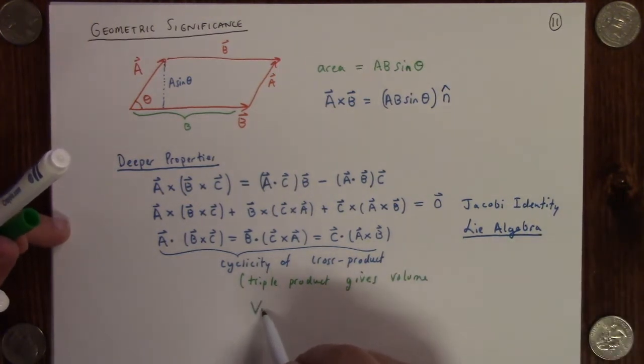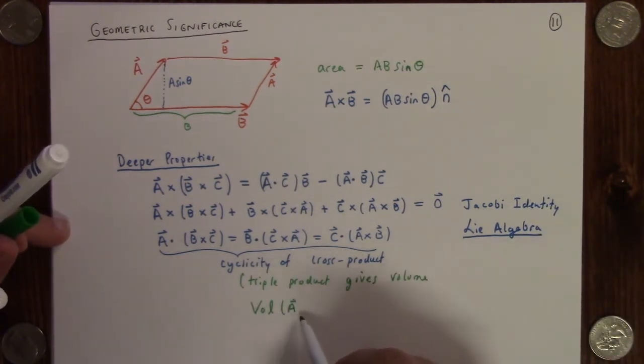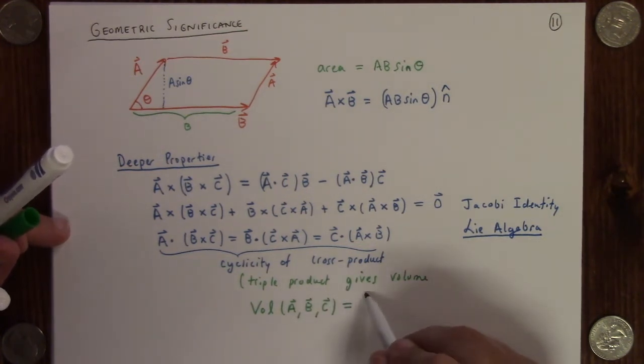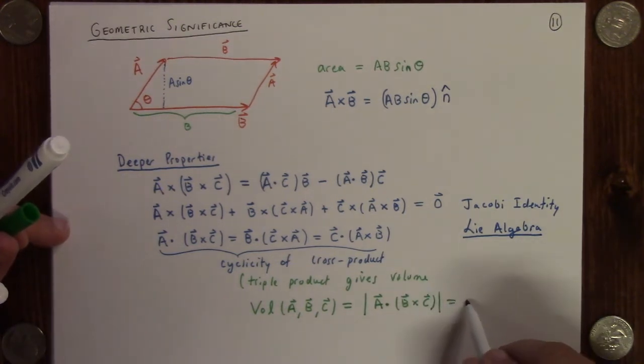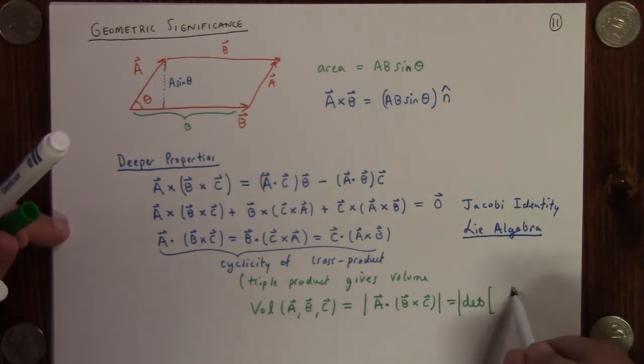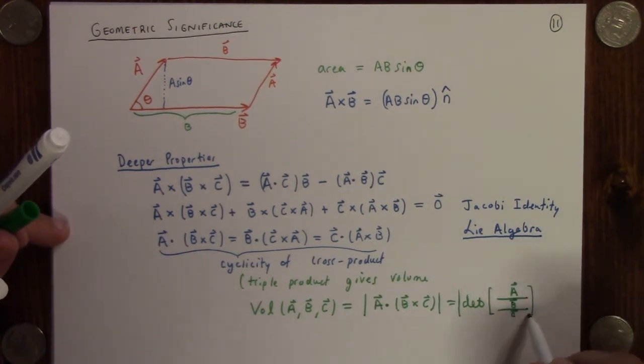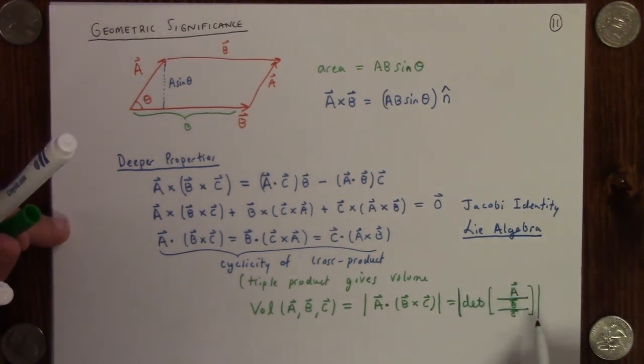In particular, the volume subtended by a parallelepiped with sides A, B, C is equal to the absolute value of A dot B cross C. It can be shown that that's the same as the absolute value of the determinant, where you put A in the top slot, B in the second slot, C in the third slot. Or you can put them as columns, because the determinant doesn't care if you put them as rows or columns. You just stack the vectors, take the determinant, and that gives you the volume. Well, plus or minus.